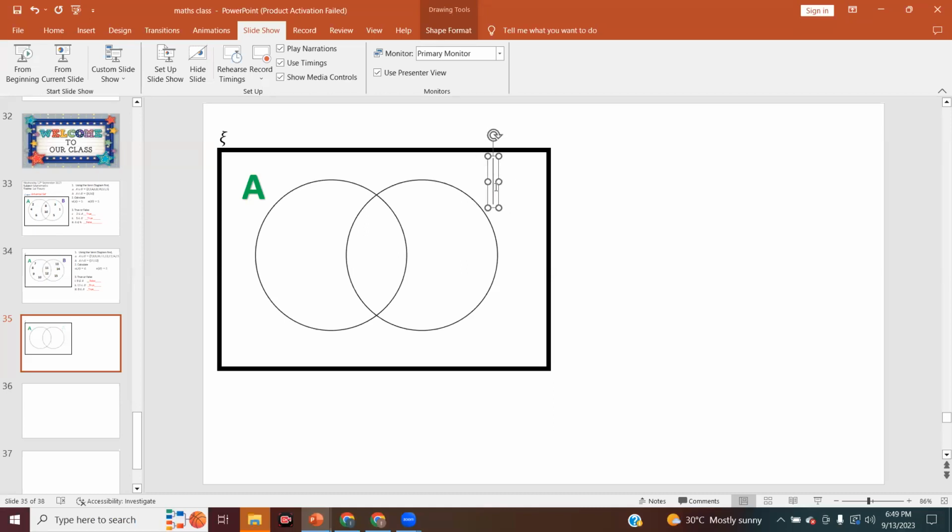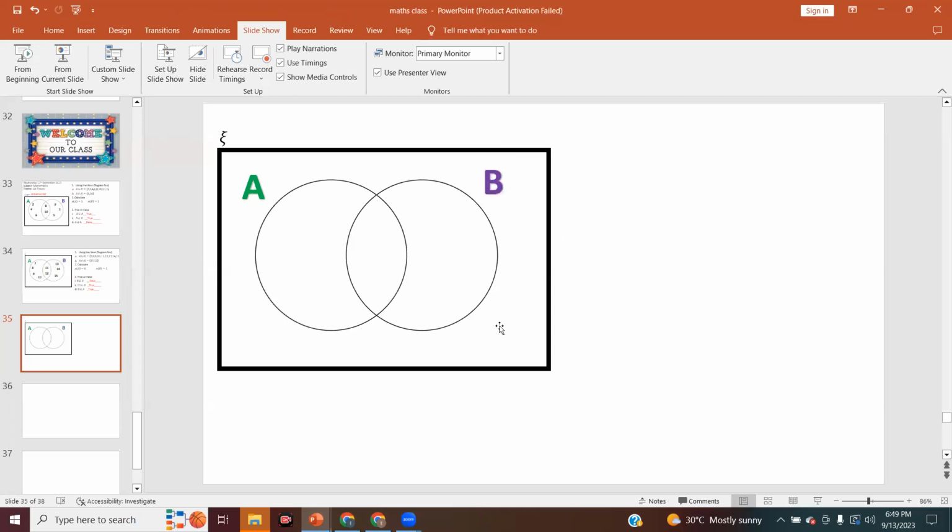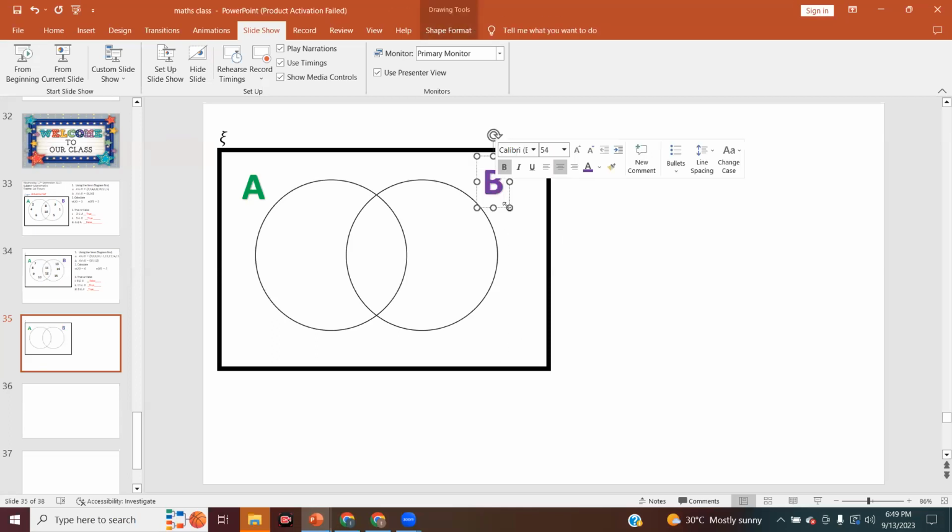Where's Latika? We can't have a Latika for some reason. Okay, so what is the symbol? What does the symbol mean? Universal, sir. Universal. Very good. It's a universal set.